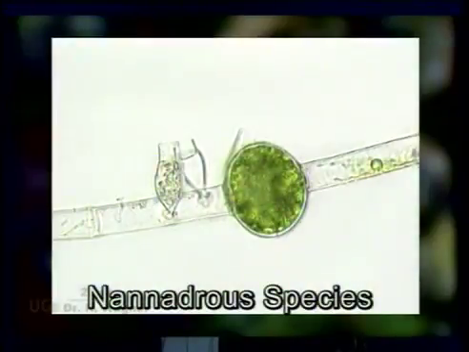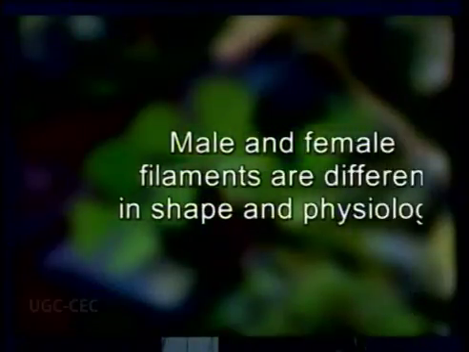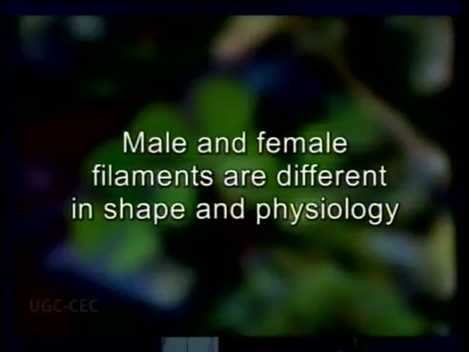Whereas in nannandrous species, the antheridia are produced on small filaments called nannandria or male filaments, which remain epiphytically attached to the oogonium or the suffultory cell, which is present just below the oogonium. Thus, in nannandrous species, there is dimorphism in the Oedogonium thallus. That is, male and female Oedogonium filaments are different in shape, and they are also different in their physiology.